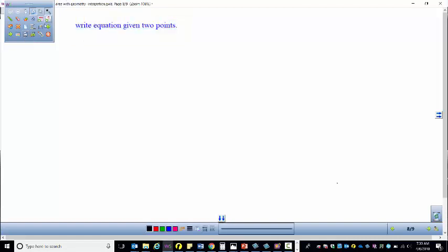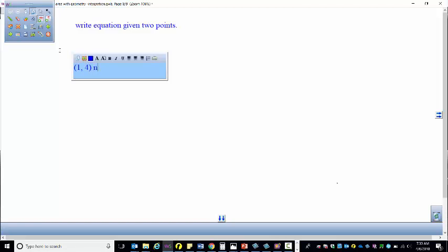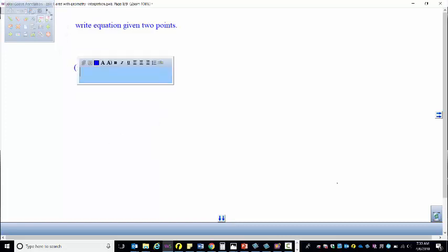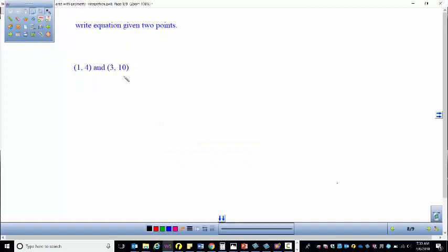So my 2 points that I'm going to give you are, let's see, which 2 points are we going to use? We're going to use 1, 4 and 3, 10. That's our first 2 points. So what we're going to do is we're going to try to come up with the equation of the line for these 2 points.